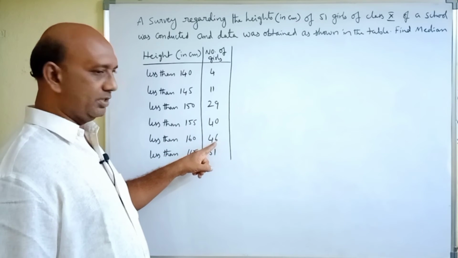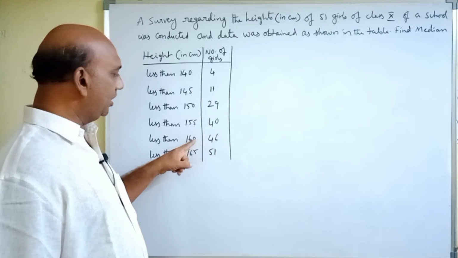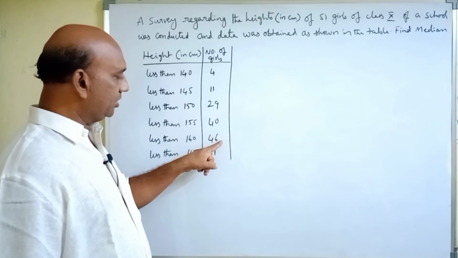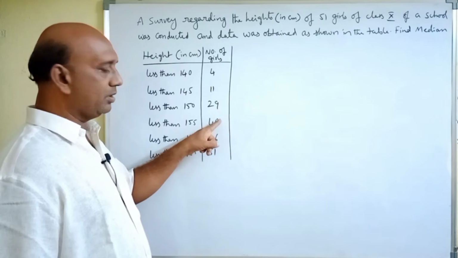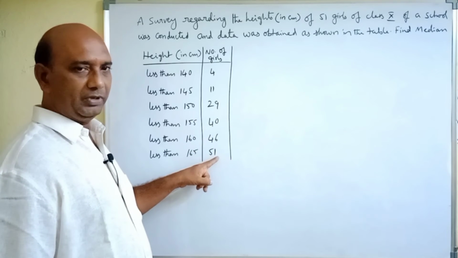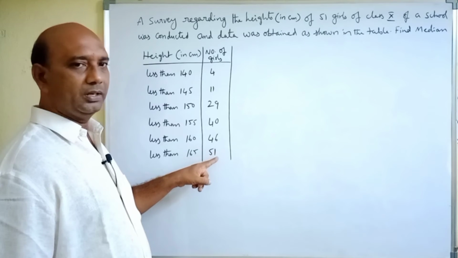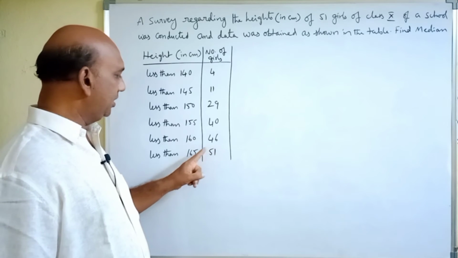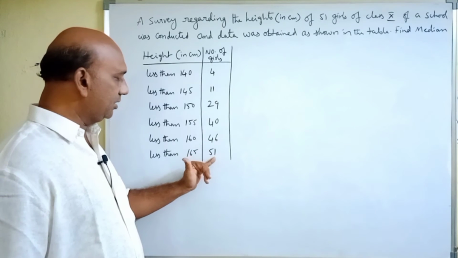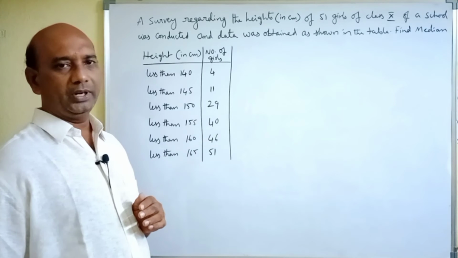Similarly, this is 46. There are 46 girls whose height is less than 160 centimeters. That means in this 46, the above 40 students are also included. And finally, this is 51. There are altogether 51 students in the class whose height is less than 165 centimeters. That means in this 51, these 46 students are also included.